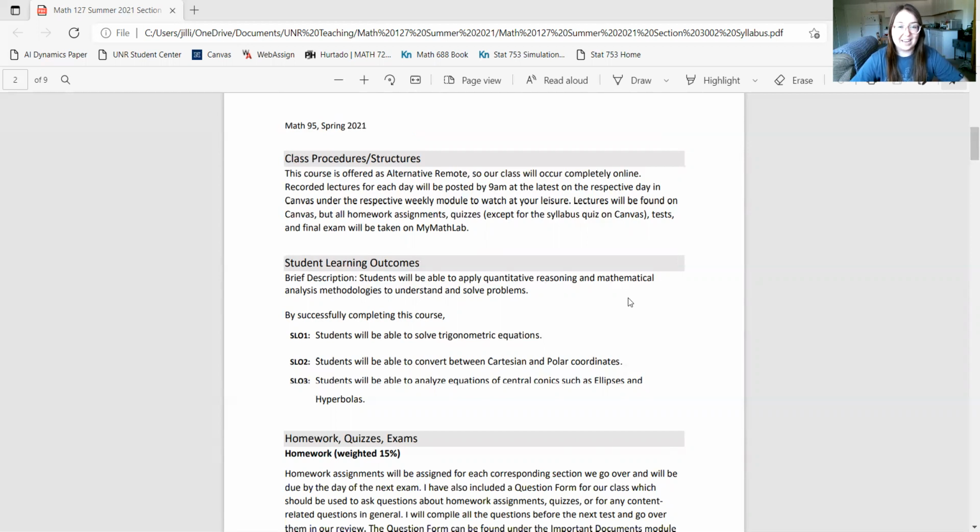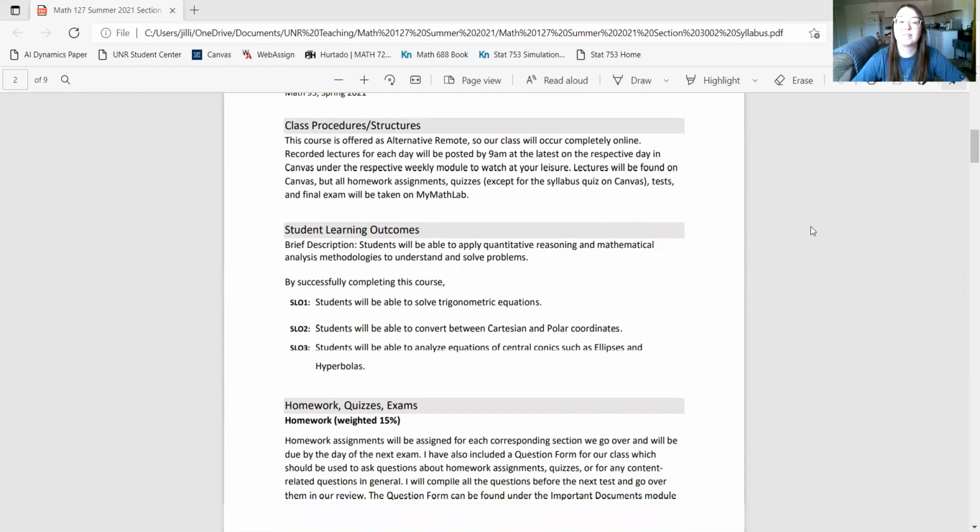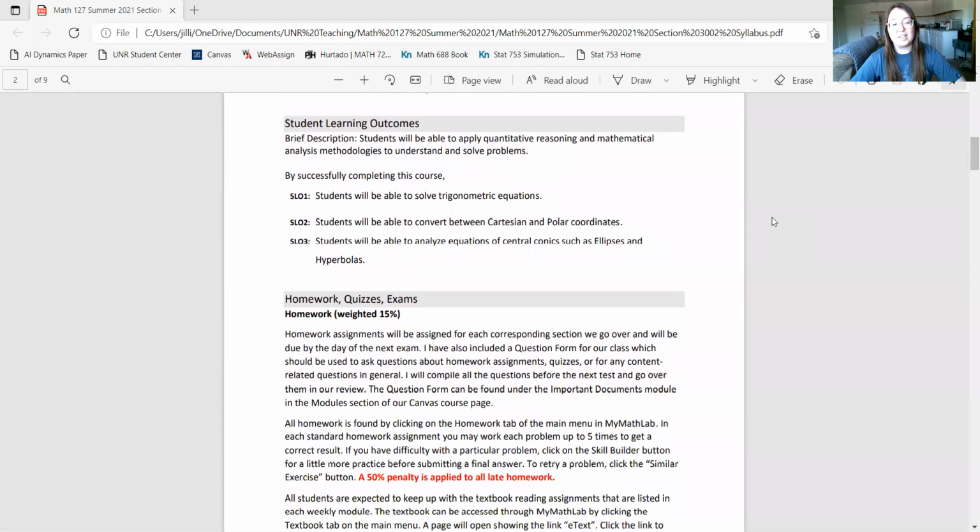Your only grade in Canvas is going to be the grade that you got on your syllabus quiz, which I will then transfer over to My Math Lab. So My Math Lab will have your most current grade in the class. All right, then our 3 student learning outcomes here is just that students will be able to solve trigonometric equations, students will be able to convert between Cartesian and polar coordinates, and you'll be able to analyze equations of central conics such as ellipses and hyperbolas. So some things to look forward to.